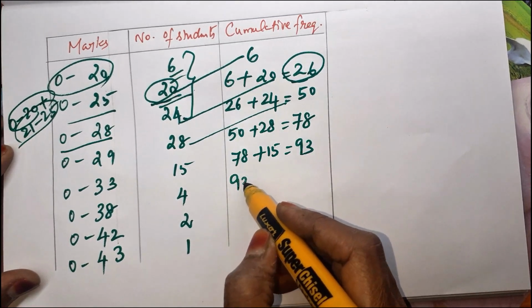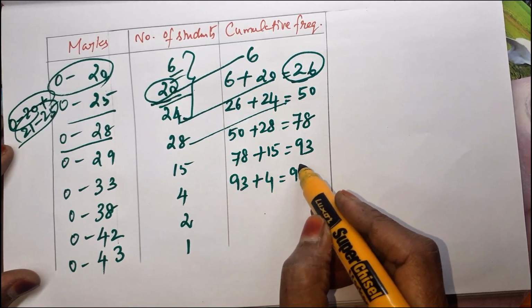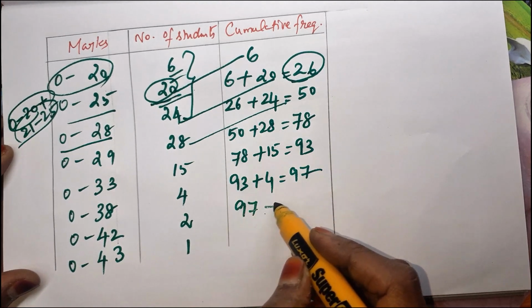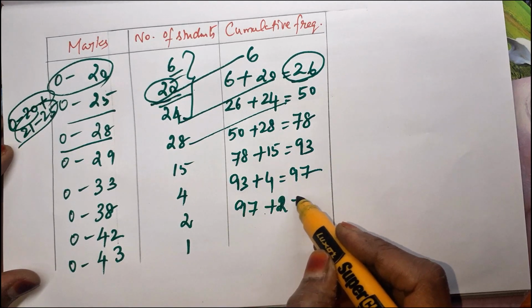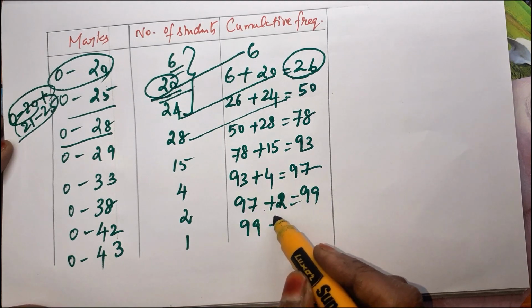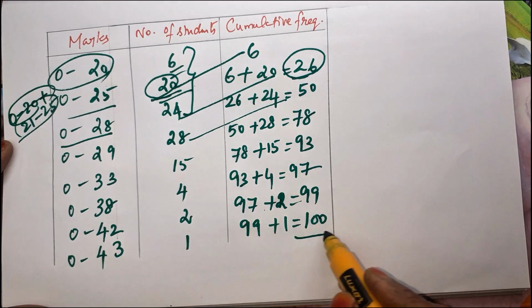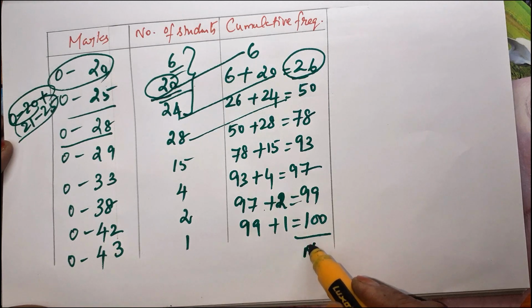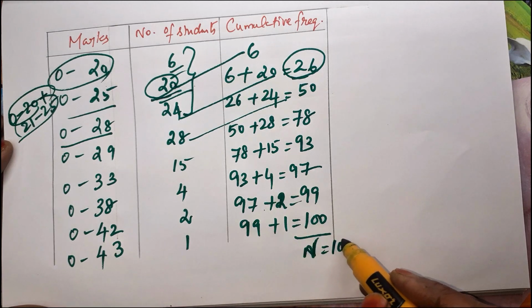93 plus 4, 97. 97 plus 1, I'm sorry, it is 2, 99. Finally, 99 plus 1, which is 100. This is our n. n equal to 100.